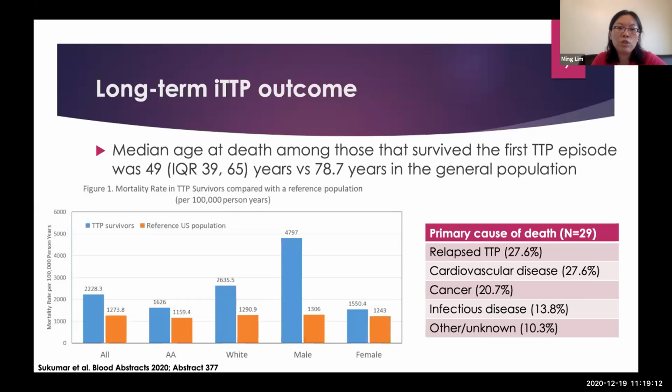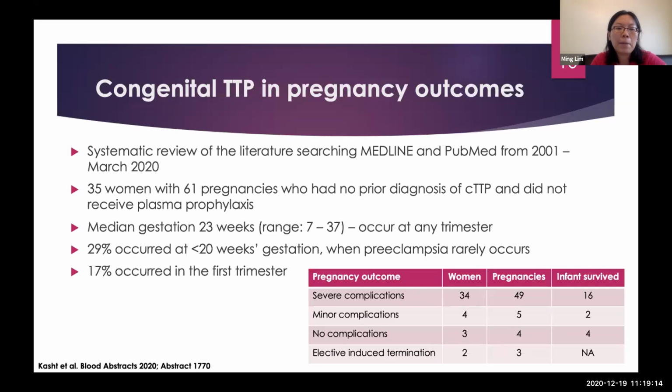And now if we move on to congenital TTP, the authors in this study performed a systematic review using Medline and PubMed over the last 20 years. And they looked at 35 women with 61 pregnancies who had no prior diagnosis of congenital TTP and did not receive plasma prophylaxis. When they synthesized the data, they found that the median gestation weeks when they were diagnosed was 23 weeks with a range of 7 to 37 weeks, which reminds us again that TTP can occur at any trimester. They found that about 1/3 occurred at less than 20 weeks of gestation.